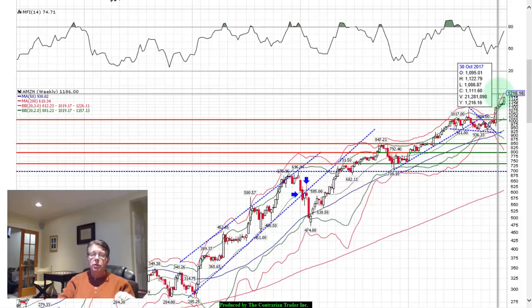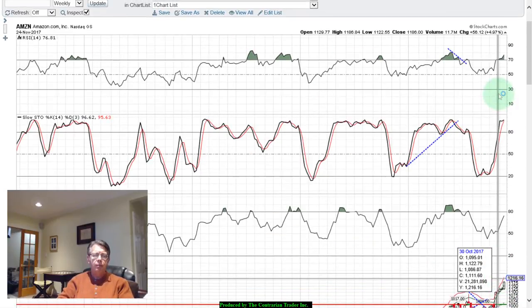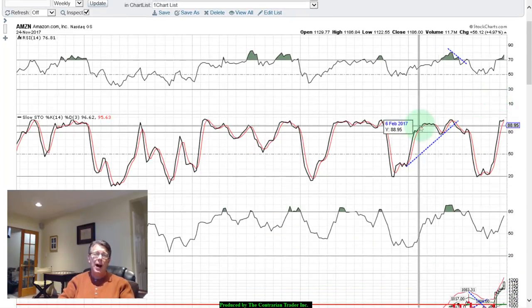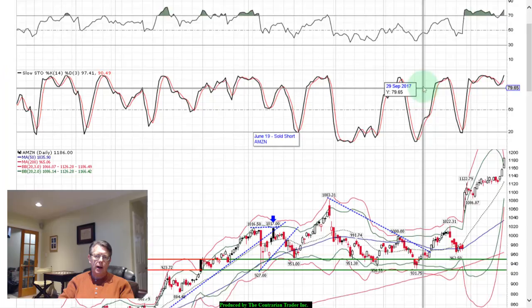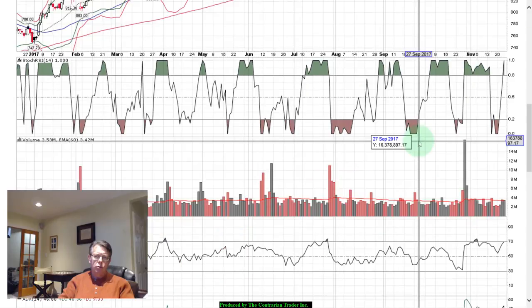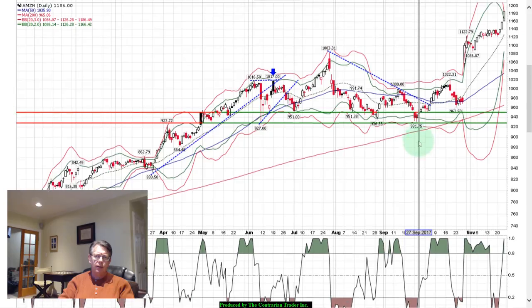I wouldn't do it. It's gotten too far ahead of itself. I would not be a buyer. Could it continue higher? Of course it can. Daily chart. Yeah, this is a stock that has really gotten ahead of itself here.